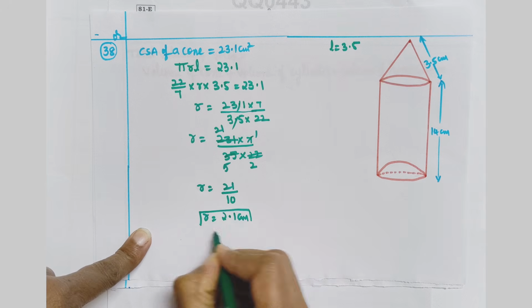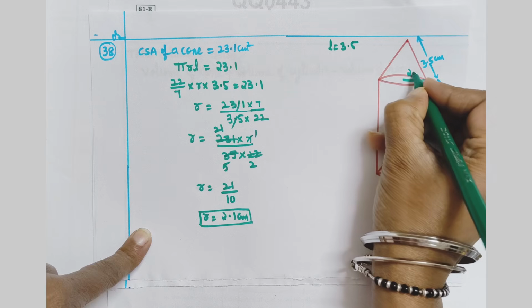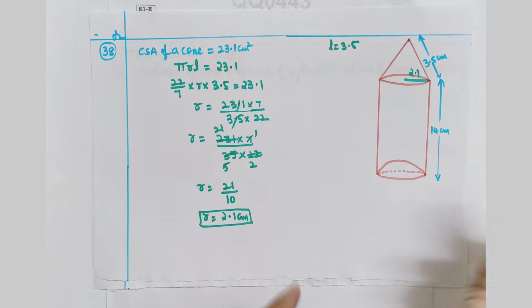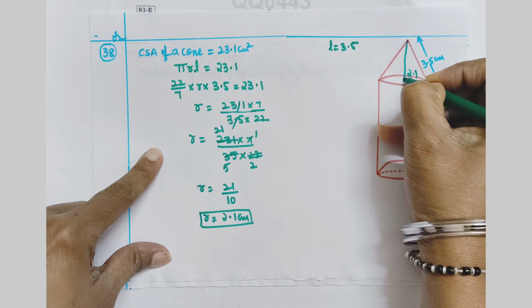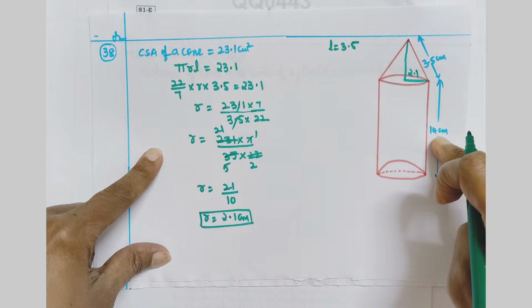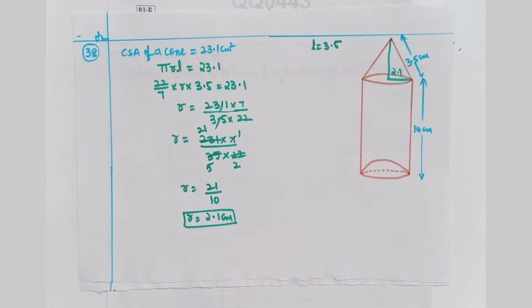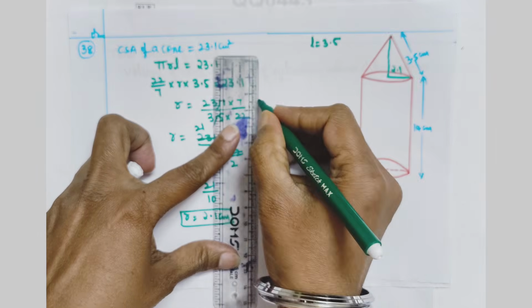Now you got the radius. This radius is 2.1. The cone radius, cylinder radius and hemisphere radius are all equal. You got the radius, but here we don't know the height. The height of the cylinder is 14, but the height of the cone we don't know. First we will find the height of the cone. How will you find the height of the cone? There is a formula.